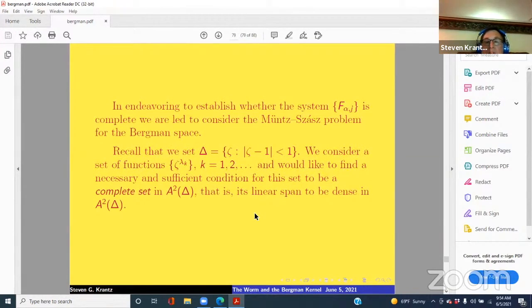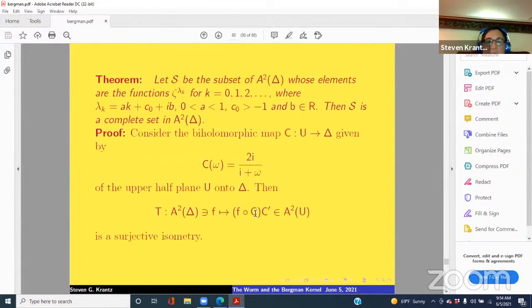In order to establish that the system f alpha j is complete, we are led to consider a Müntz-Szász problem, as I told you before. So let's talk about that for a few moments. If we set delta equal to this disk and consider a set of functions zeta to the lambda k, we would like to find the necessary and sufficient condition for the set to be a complete set in A2 of the disk. That is, its linear span is to be dense in A2 of the disk. So that's the basis of our Müntz-Szász problem.